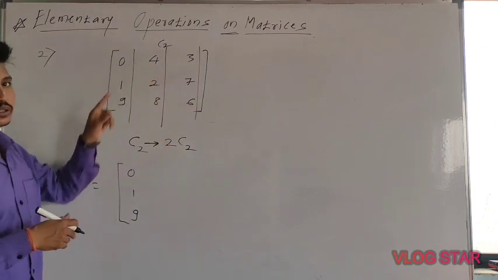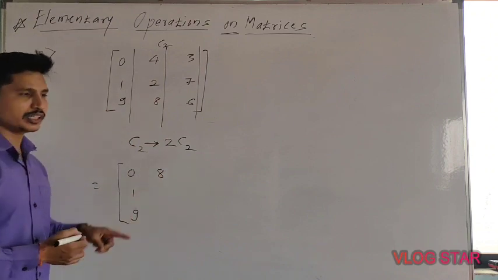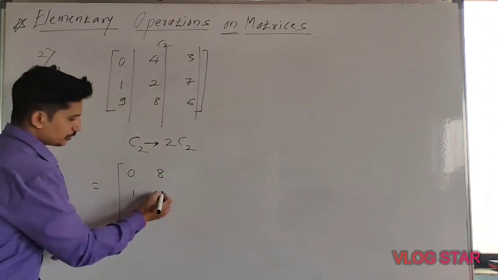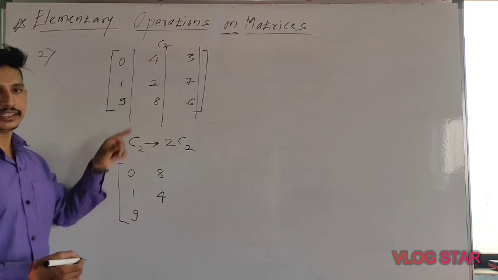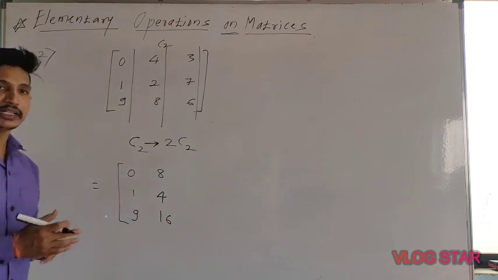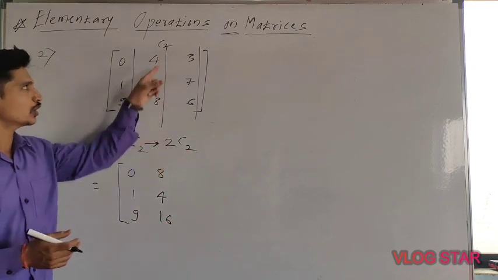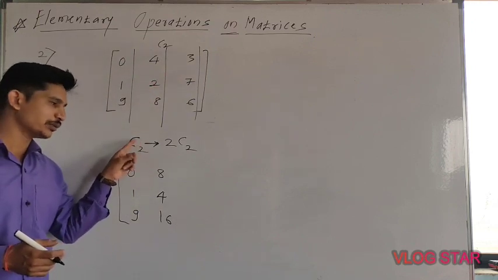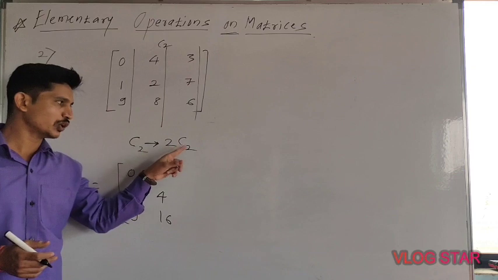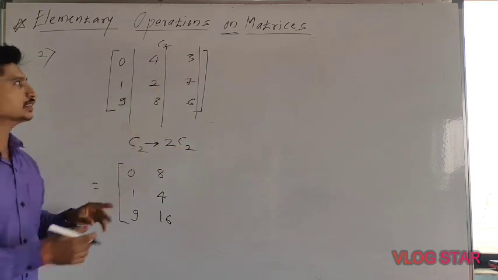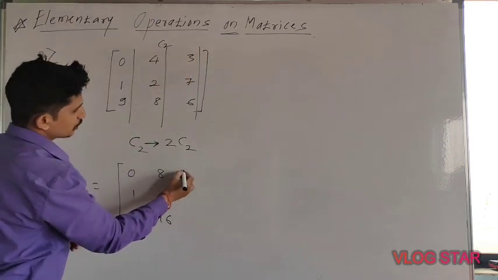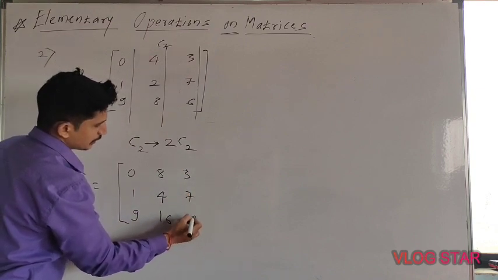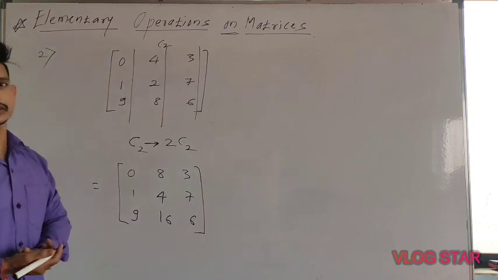So 2 into 4, 8. 2 into 2, 4. 2 into 8, 16. So I multiplied column 2 by 2, and I wrote it in column number 2 only. Column 3 is as it is: 3, 7, 6 as it is.